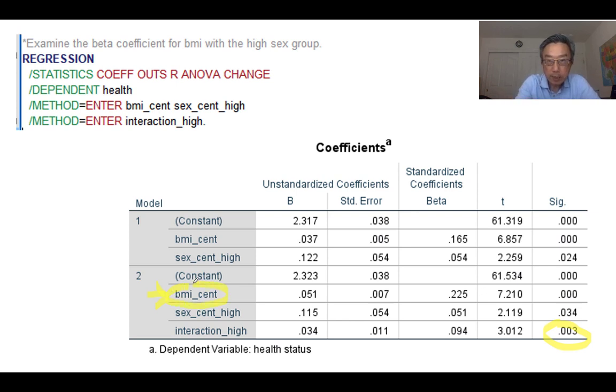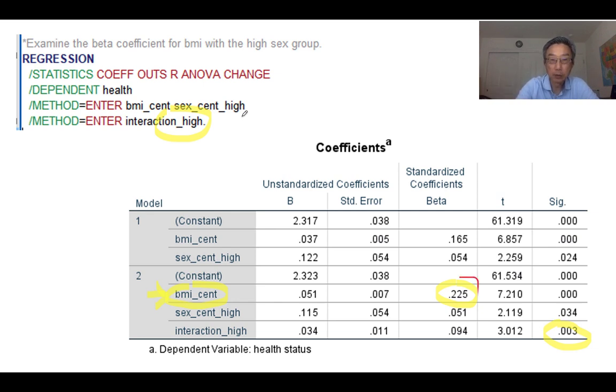So what is the effect of the predictor variable BMI when the moderator equals 1 standard deviation above the mean? As measured by the standardized regression coefficient, or beta coefficient, it equals 0.225. So it's a positive relationship, and the size of that relationship equals 0.225. This is when we are looking at 1 standard deviation above the mean for the moderator.